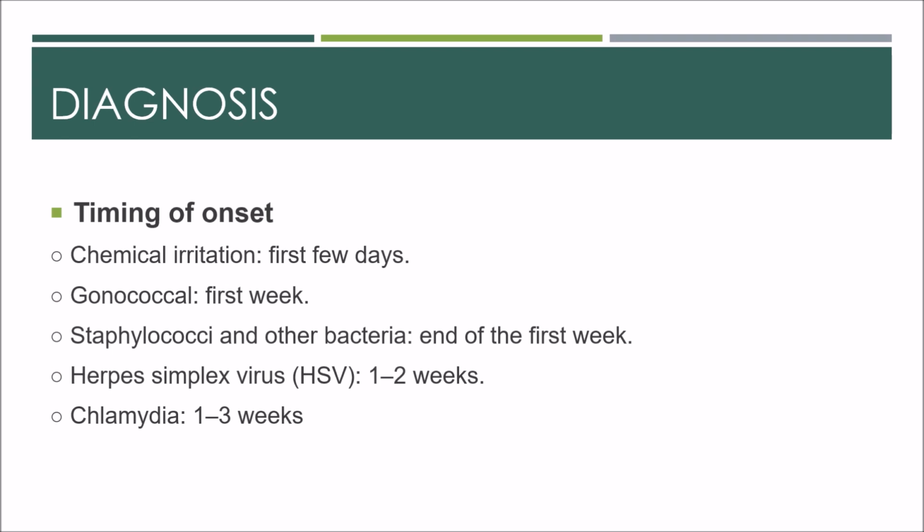Now, diagnosis is dependent on different factors. The first one is timing of onset. Chemical irritation causes conjunctivitis in the first few days, while gonococcal infection causes symptoms in the first few weeks, especially in the first week. Staphylococcal and other bacteria cause it at the end of the first week, herpes simplex virus in 1 to 2 weeks, and chlamydia in 1 to 3 weeks.